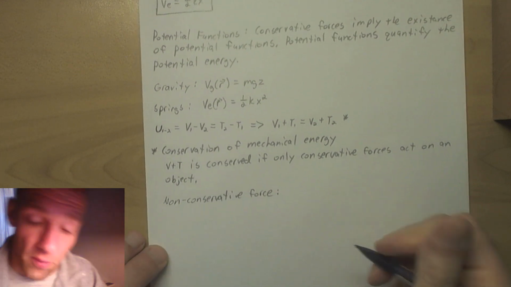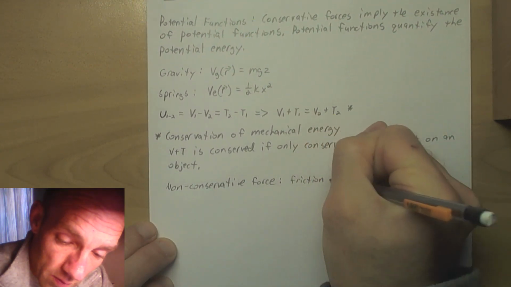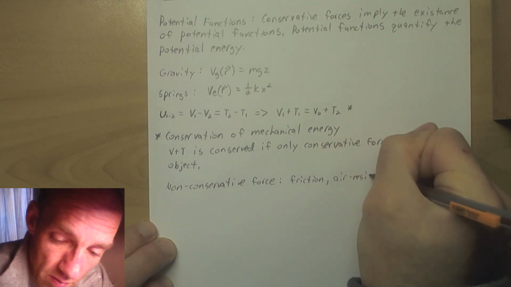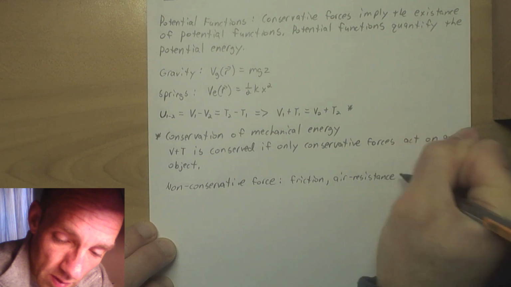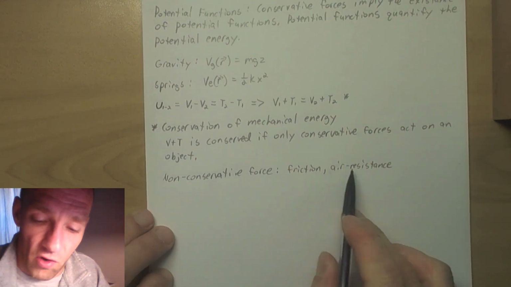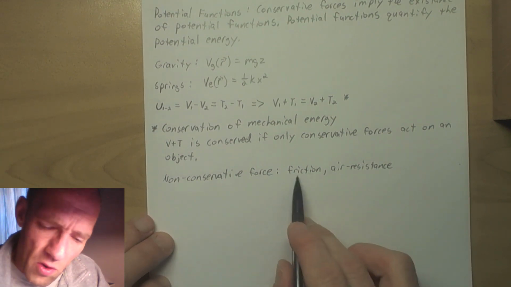Well, the primary example is friction. Or air resistance, maybe? Or something along those lines. So really it's friction. Fundamentally it's friction. Air resistance is just a special form of friction. But you know what friction does?